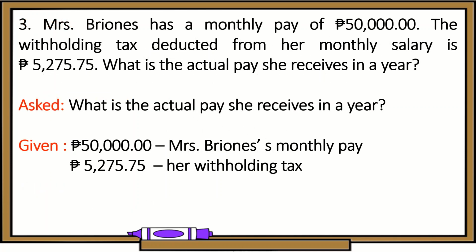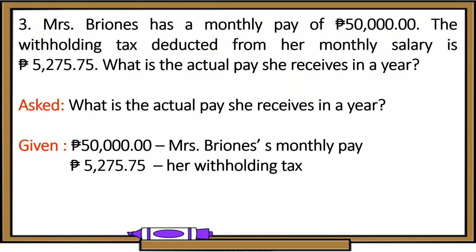For word problem number 3, si Mrs. Briones ay mayroong buwanang kita na 50,000 pesos. At meron siyang withholding tax na binabawas sa kanyang monthly salary na 5,275 pesos and 75 centavos. Magkano ang kanyang actual pay na matatanggap sa buong isang taon? So, ang tinatanong dito, o ano yung ask natin, what is the actual pay she receives in a year?